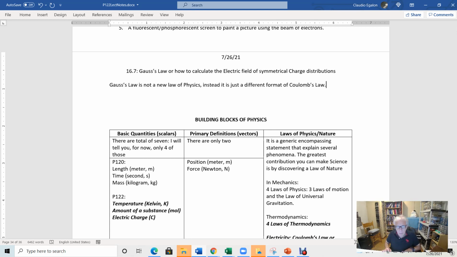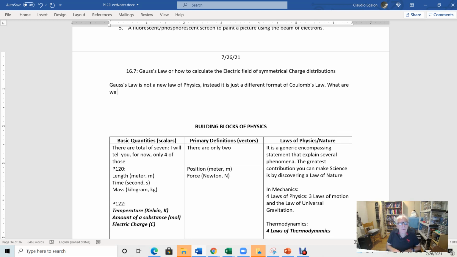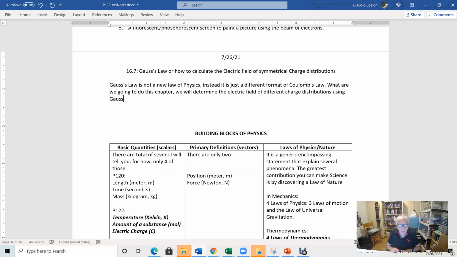Okay, and what are we going to do this chapter? We will determine the electric field of different charge distributions using Gauss's law.